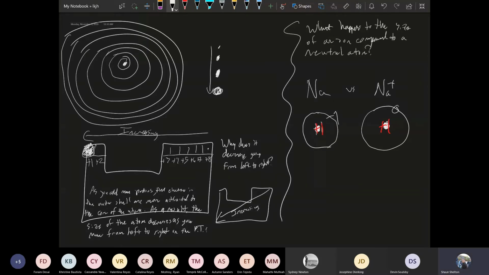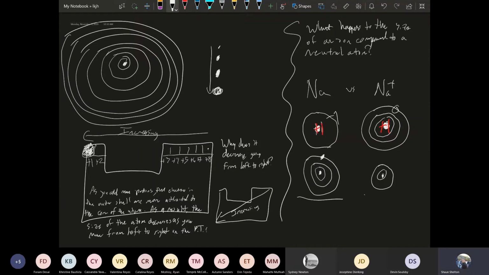Now for sodium, sodium is not lacking electrons because there are actually 2 inner shells. Okay, so the sodium has 1 valence electron in the outer shell. Now for the sodium with a +1, you take away that outer shell because you've lost that 1 electron, because it's a +1 ion.